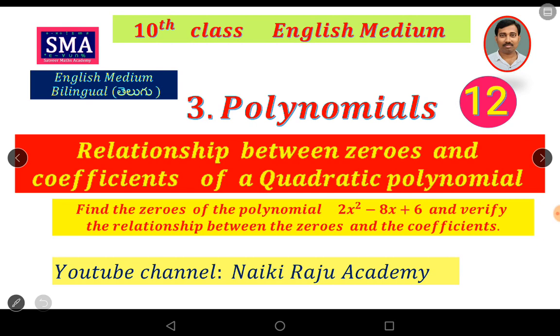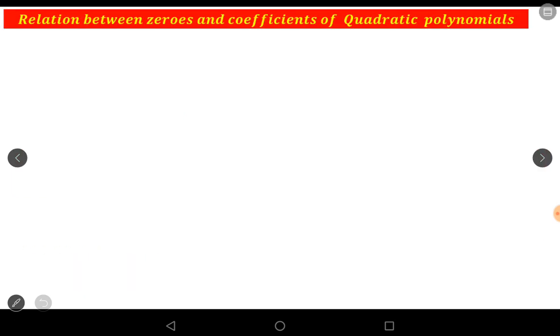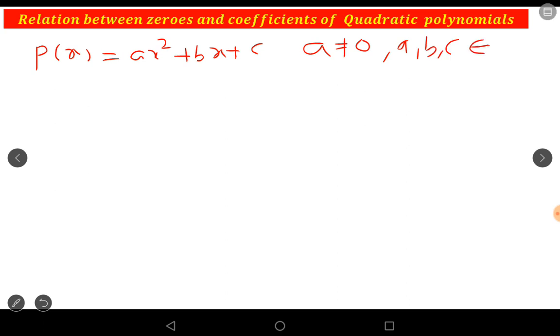In this video, we find the zeros of the quadratic polynomial and verify the relationship between zeros and coefficients of the quadratic polynomial. First of all, the general form of the quadratic polynomial is ax square plus bx plus c. The condition is a not equal to 0, a, b, c belong to R. This is the general form of the quadratic polynomial.